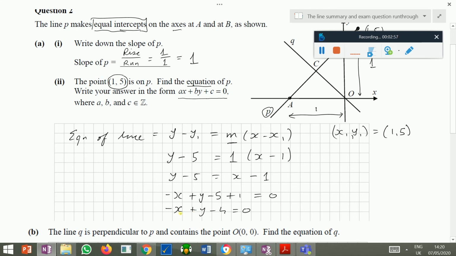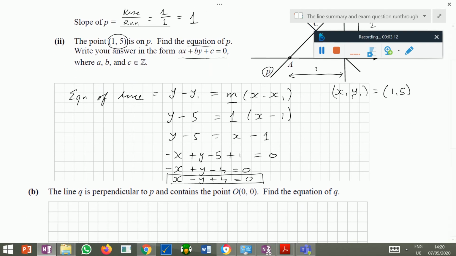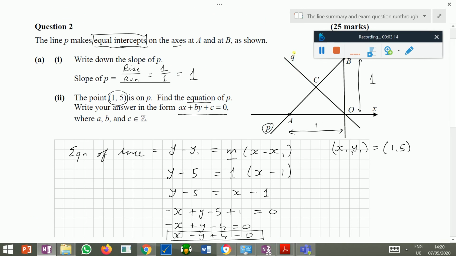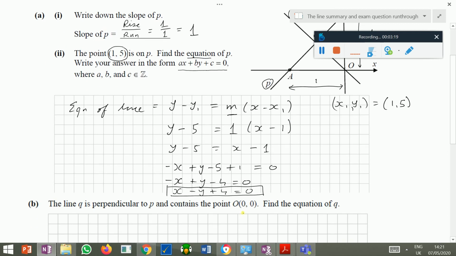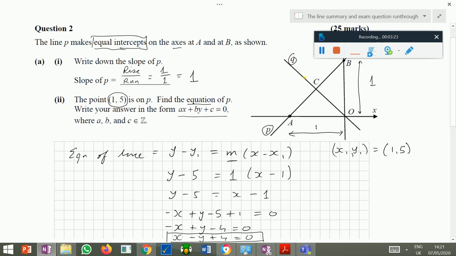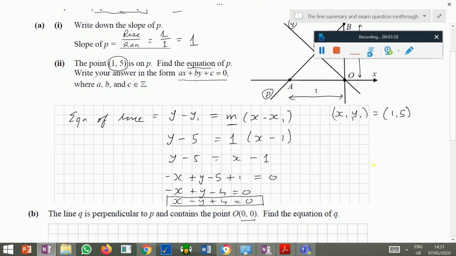And again, we're not normally giving a minus x in our answer. So what we'll do is change the sign of everything. It's just convention, that's what you normally do. x minus y plus 4 equals 0, and that's our answer. Okay, then they say the line Q, so this one here, is perpendicular to P, and it also contains the point (0, 0). So in other words, you see Q, and this here is the point (0, 0). Then we have to find the equation of Q.